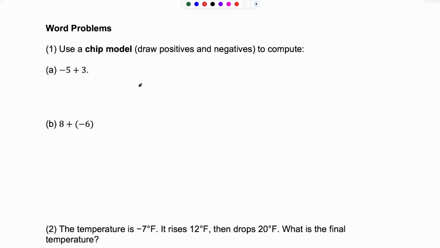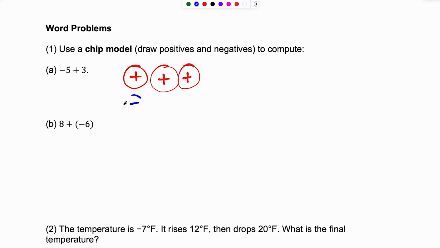So now we're moving on to the word problem. So question 1, we have use a chip model. We're going to draw positives and negatives to compute. And for part A, we have -5 plus 3. So for these chip model questions, what we want to do is model each number with a set of chips. So let's say we do +3 first. That would mean we have 3 positive chips. And then for -5, we would have 5 negative chips.